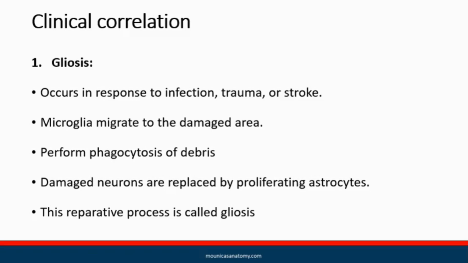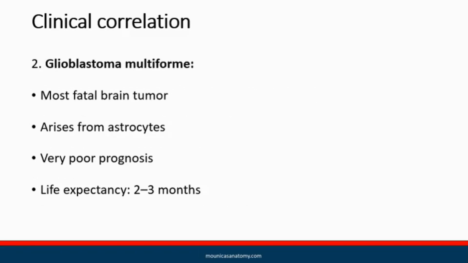Clinical correlation: gliosis. It occurs in response to infection, trauma, or stroke. Microglia migrate to the damaged area and perform phagocytosis. Damaged neurons are replaced by proliferating astrocytes. This process is called gliosis. Glioblastoma multiforme is the most fatal brain tumor, arises from astrocytes, and has a very poor prognosis. Life expectancy is 2 to 3 months.